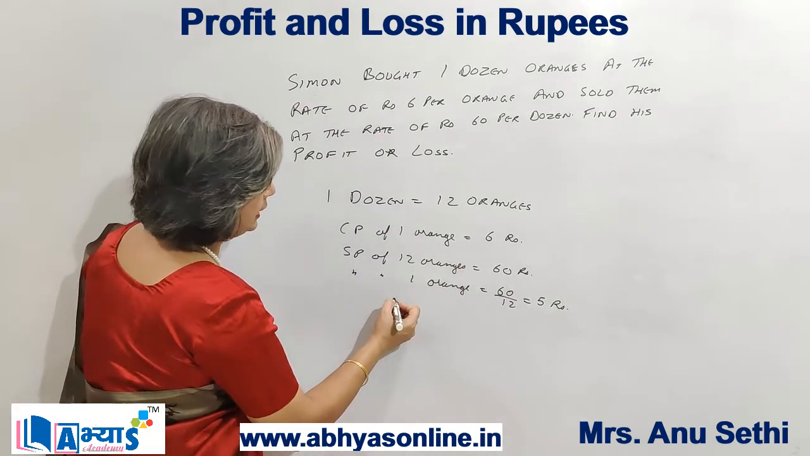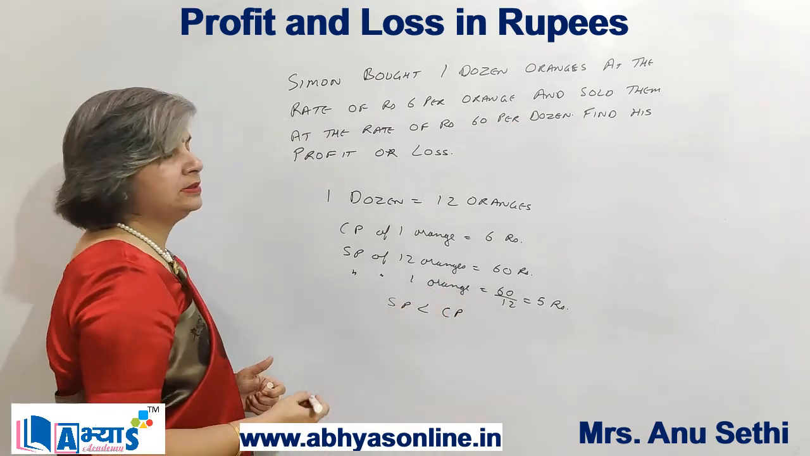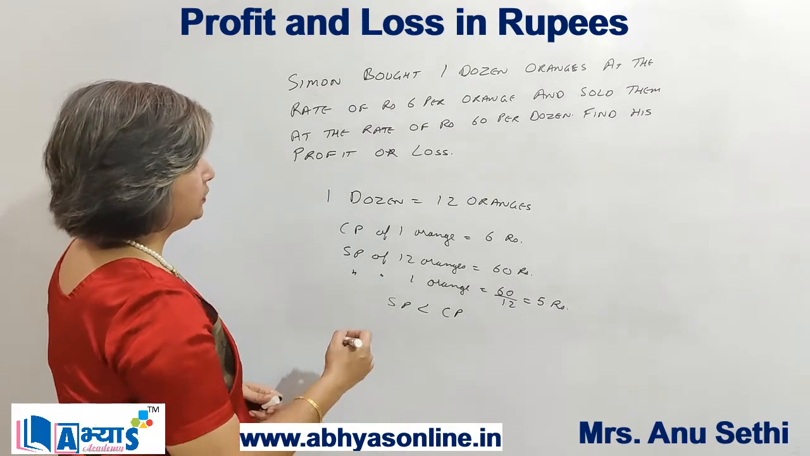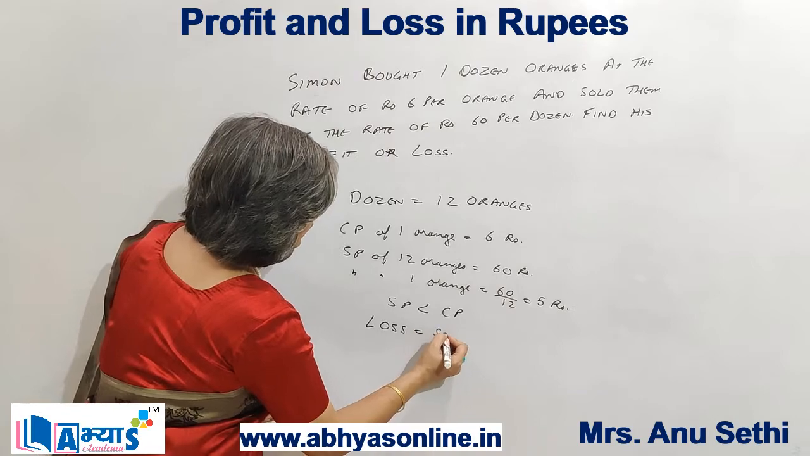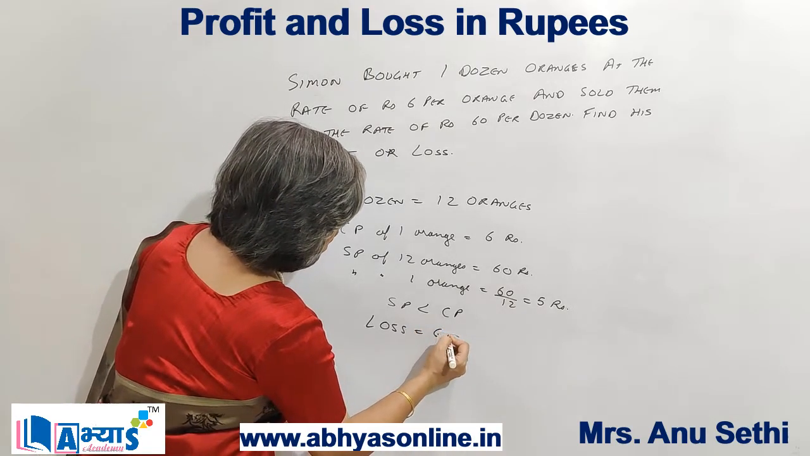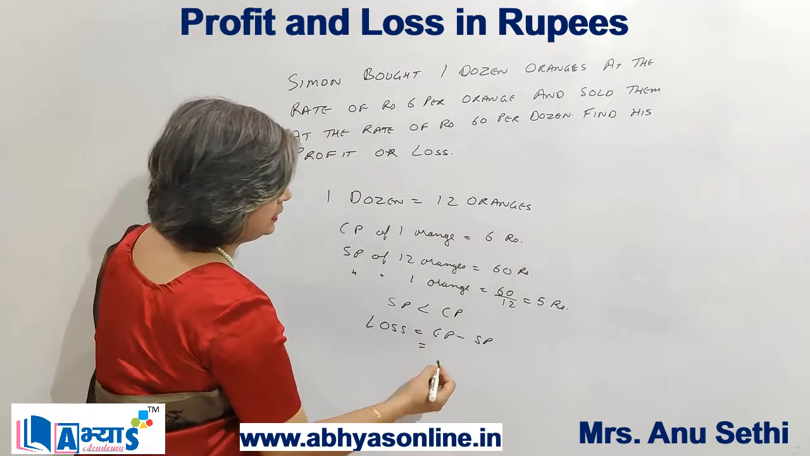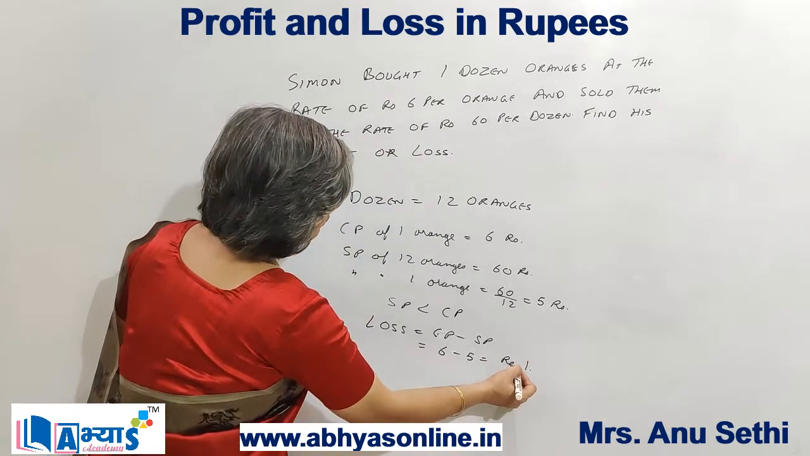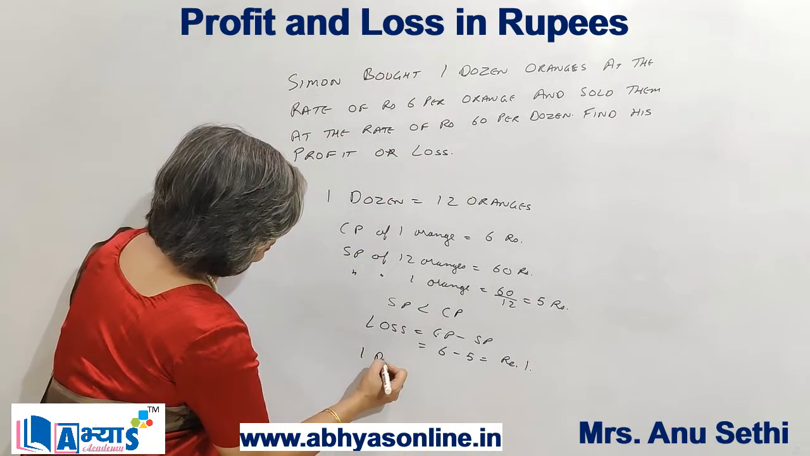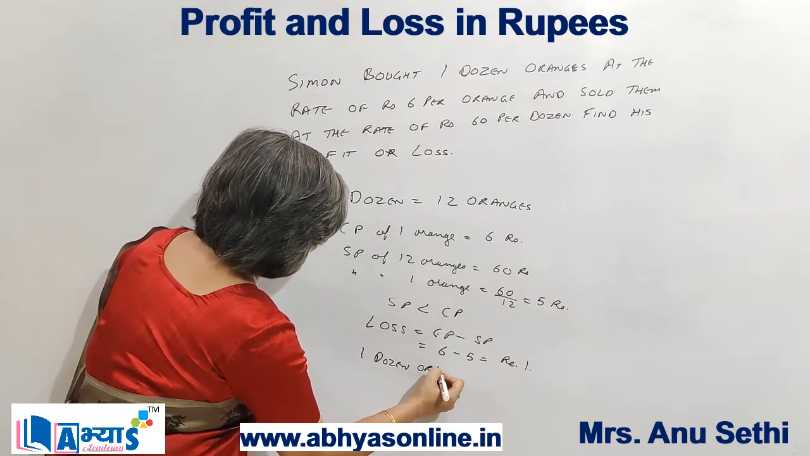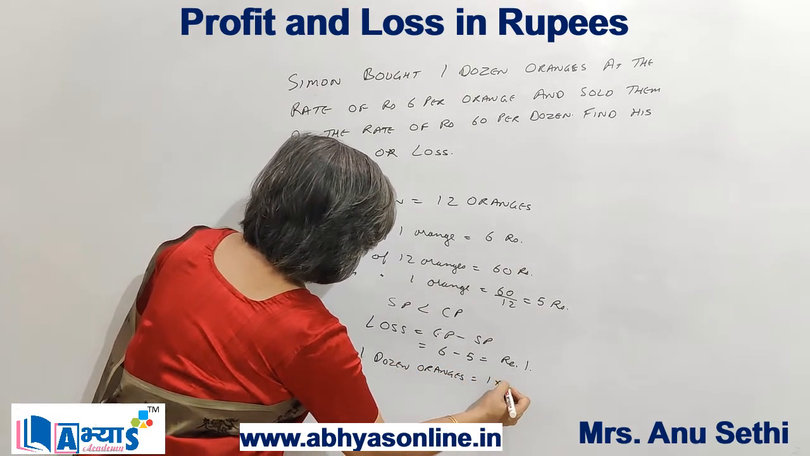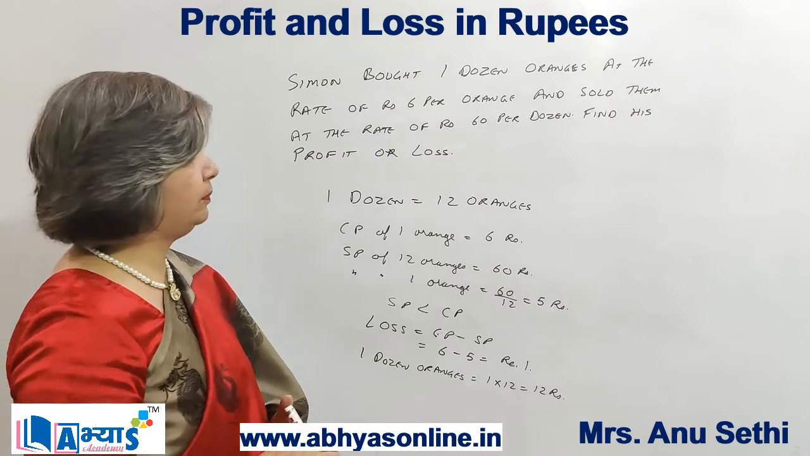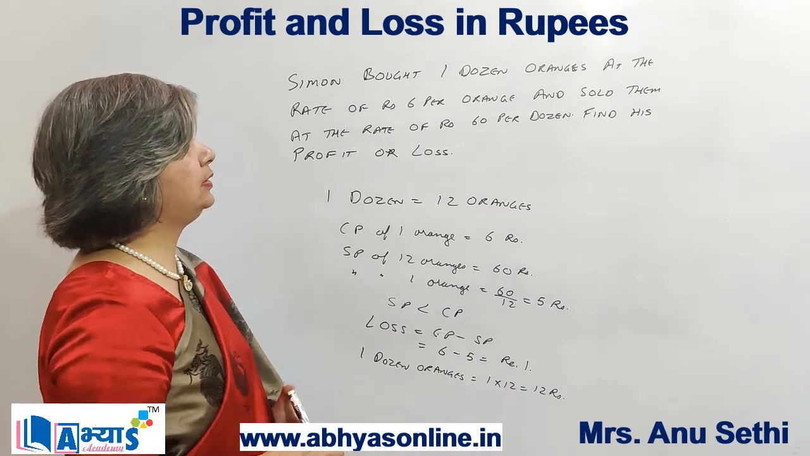Now the cost price of 1 orange was 6 rupees, but the selling price of 1 orange was 5 rupees, and we see that SP is less than CP. That means the selling price is less than the cost price. So we can say that he is making a loss out of it. Loss is equal to CP minus SP, or 6 minus 5, that is 1 rupee for 1 orange. As I am selling 1 dozen oranges, it will be 1 into 12, that means 12 rupees. So we can say that Simon is making a loss of ₹12 by selling them at ₹60 per dozen.